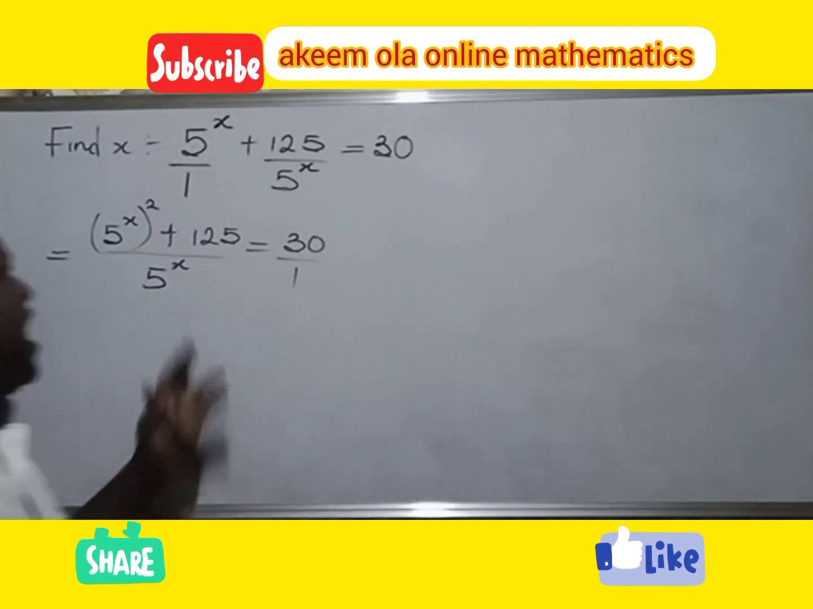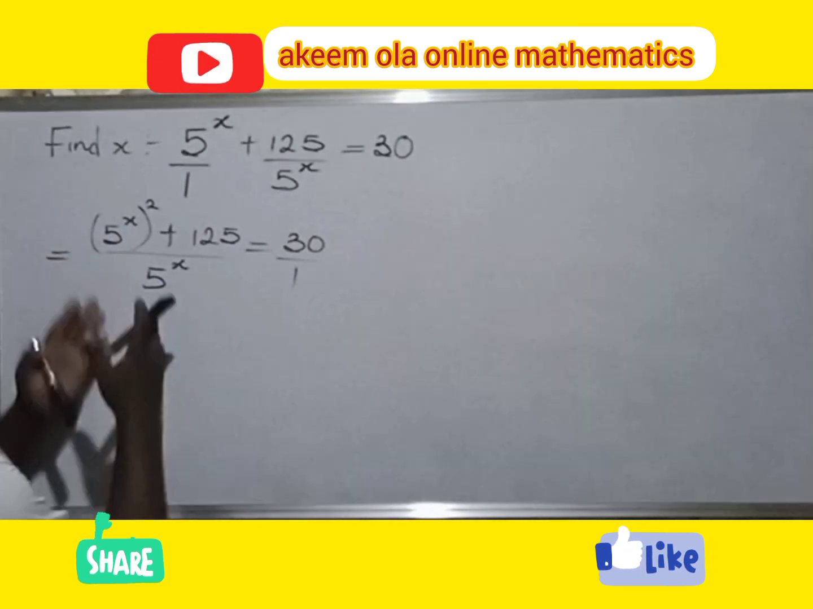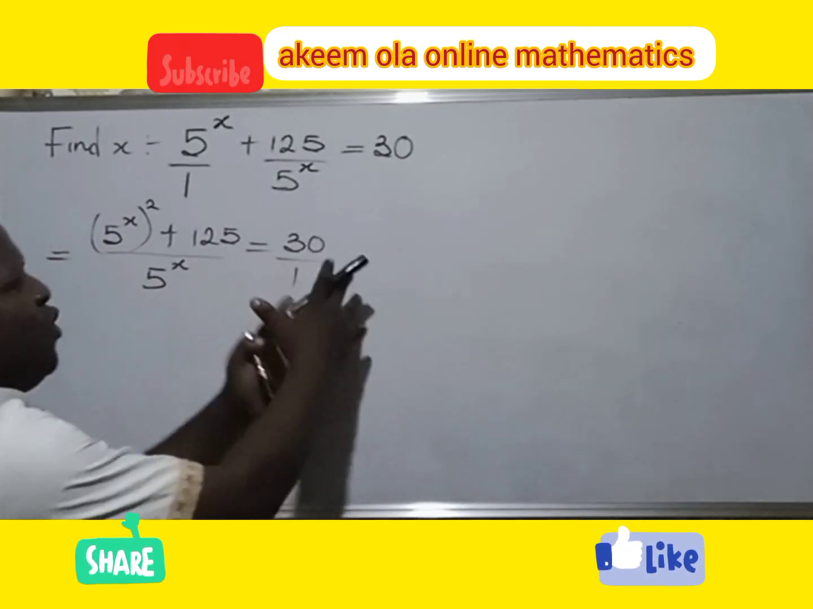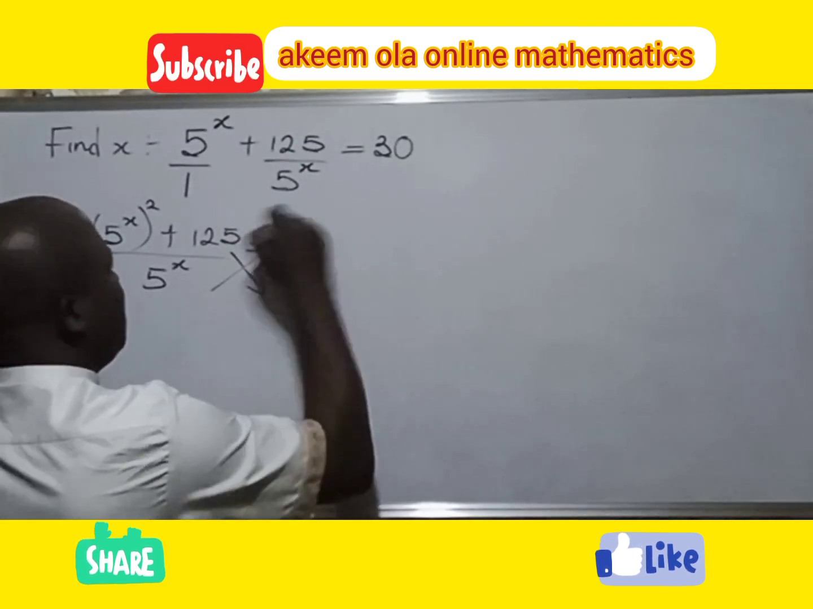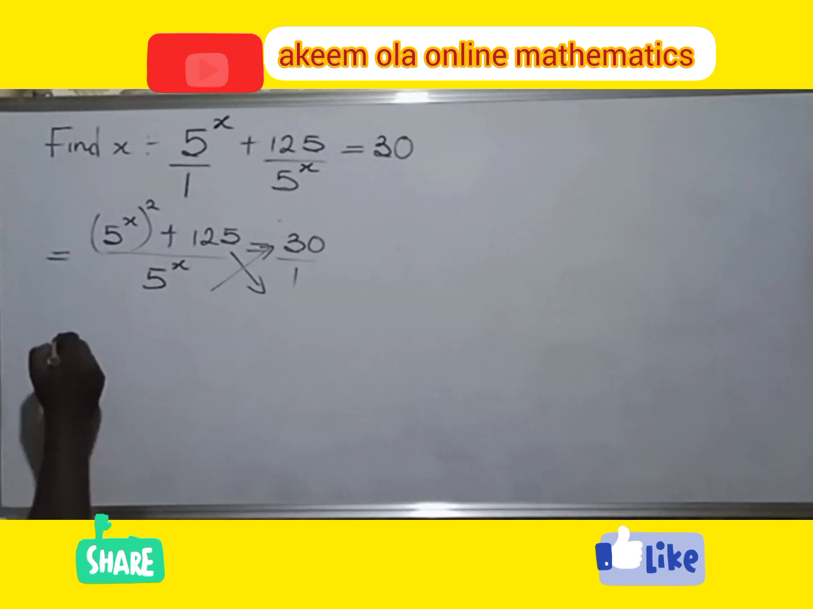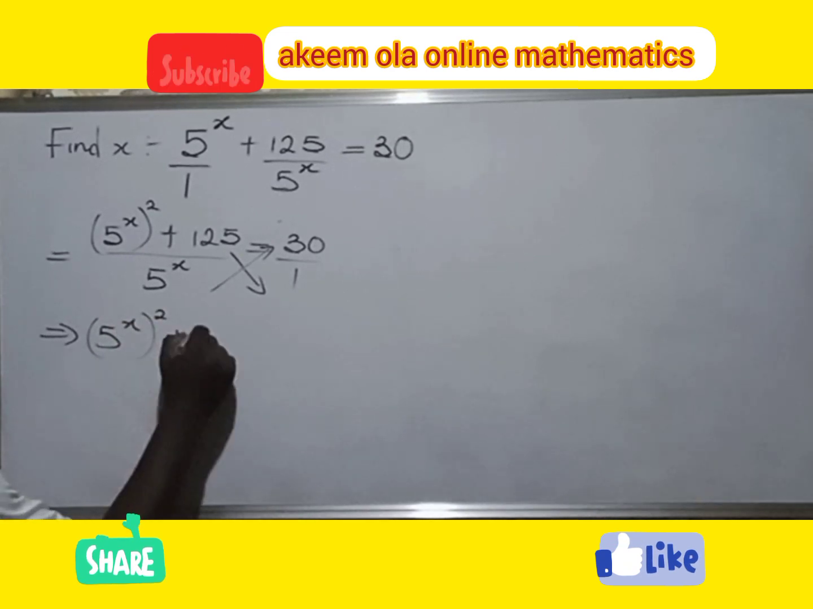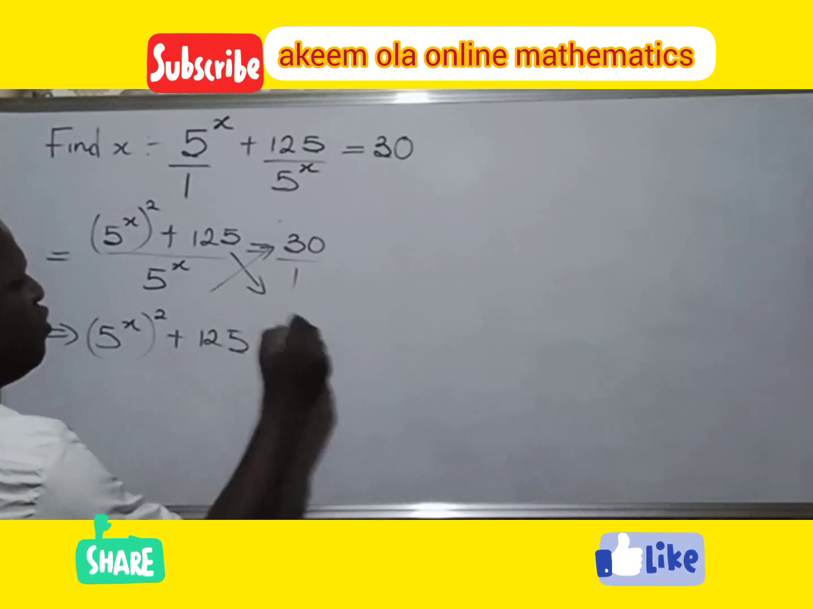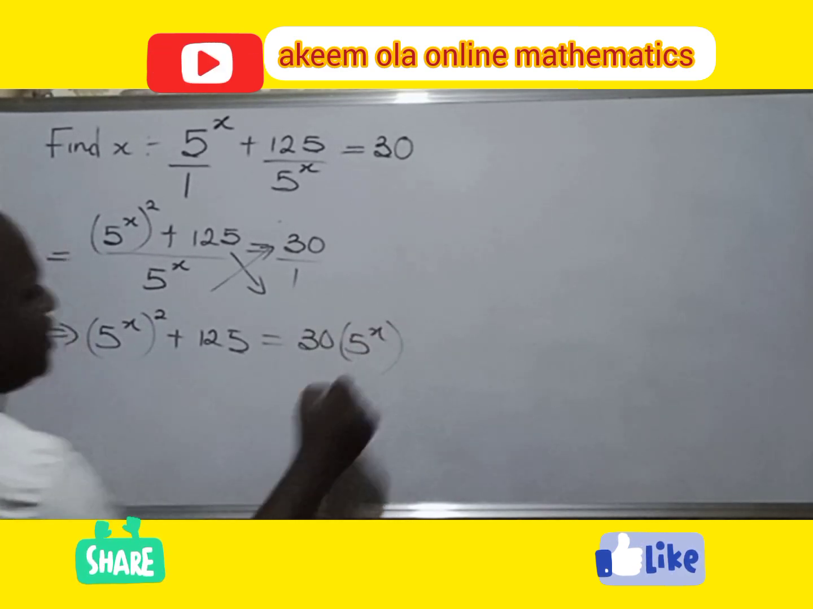From here, I can now cross multiply. You can see that I have a whole number here. I have a fraction here. I also have another fraction here. So I can now cross multiply. If I cross multiply this now, I will have something of this nature: 5 raised to power x squared plus 125 is now equal to this one. I will multiply this. I have 30 into 5 raised to power x.